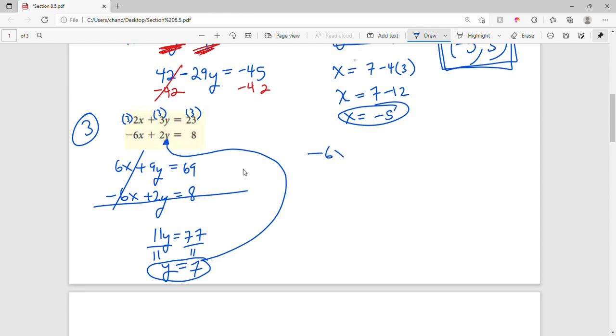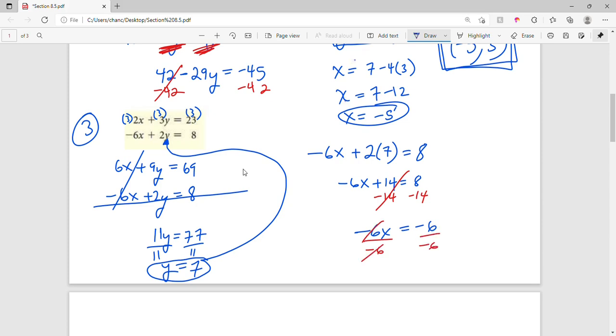So this is negative 6x plus 2 times 7 equals 8. 2 times 7 is 14, so negative 6x plus 14 equals 8. I can subtract that 14 from both sides. And so negative 6x equals negative 6. We could divide both sides by negative 6. x equals positive 1. So my ordered pair is finally (1, 7).